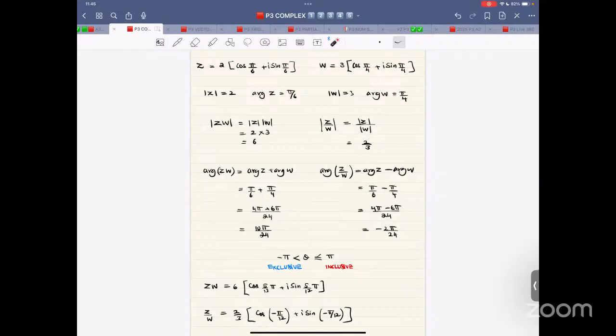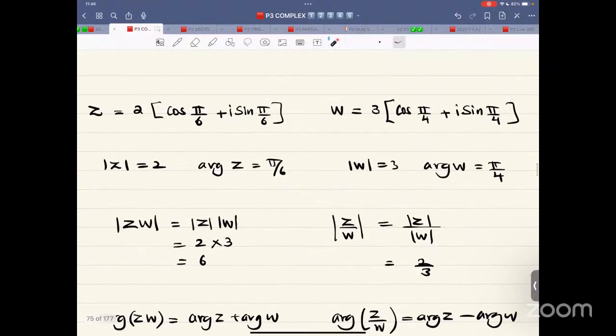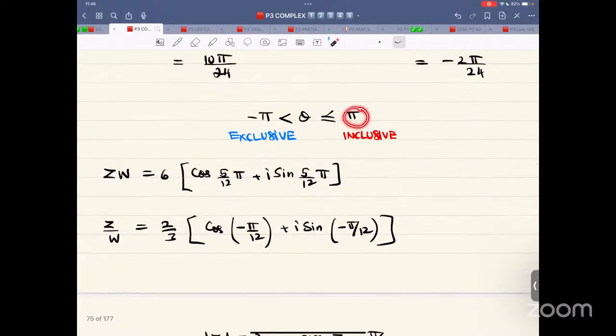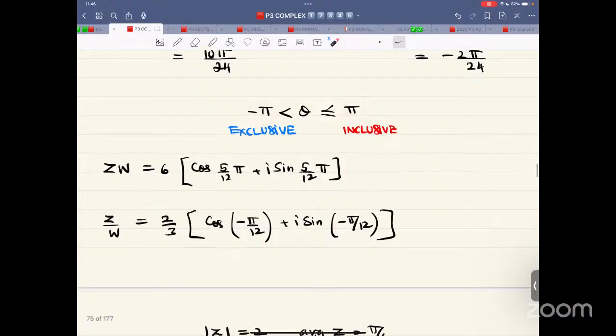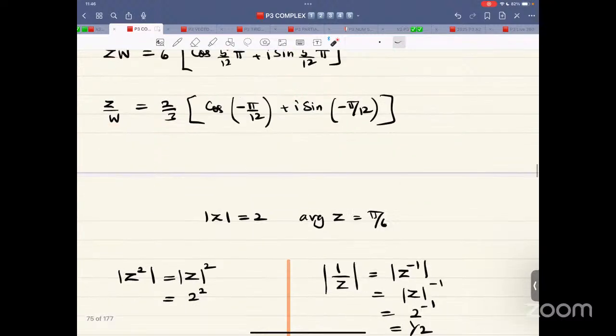Acha ji. So now this is done. Magnitude of Z is 2, magnitude of W is 3, magnitude of ZW is 6, magnitude of Z over W is 2 over 3. Argument is pi by 6, argument is pi by 4. Product, arguments add up. Division, arguments get subtracted. Pi is inclusive, negative pi is exclusive. ZW can be written in this form, Z over W can be written in this form.